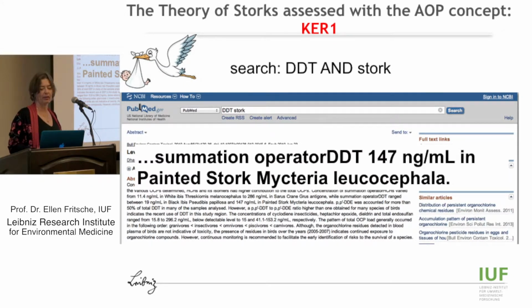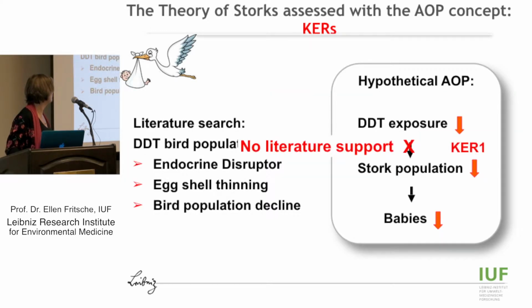So DDT can be found in storks, but if you continue, you find that DDT, as you know, is an endocrine disruptor, leads to eggshell thinning in birds, and actually leads to bird population declines, which then shows that for key event relationship 1, there is really no literature support. So it's the opposite. So we would say that doesn't make any sense. And doing some research on storks and babies, the literature shows that storks have really rarely been seen at sites of baby delivery, which, I mean, the stork has to be present to bring the baby.